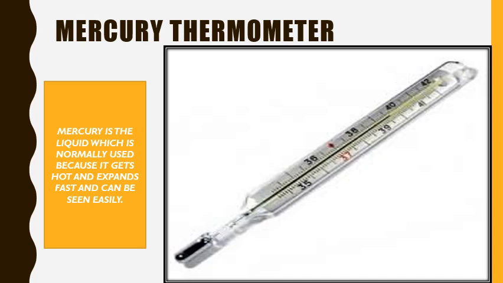But there are some drawbacks also. What are they? It has a freezing point of approximately minus 39 degrees Celsius, and therefore it is not useful to measure very low temperatures below minus 39 degrees Celsius. Mercury is very poisonous and is very expensive.